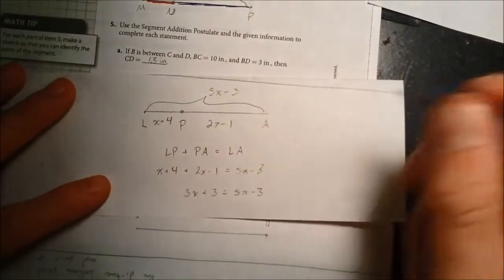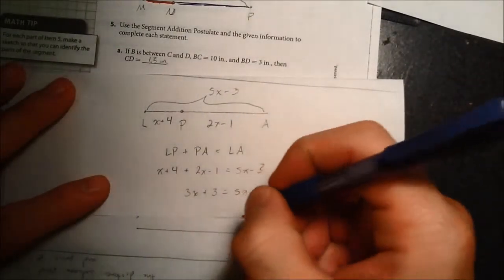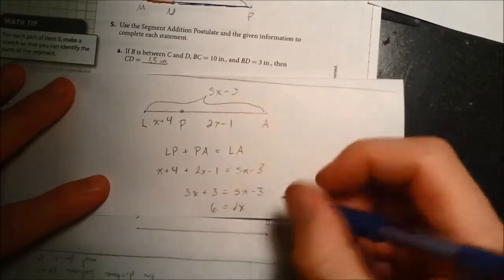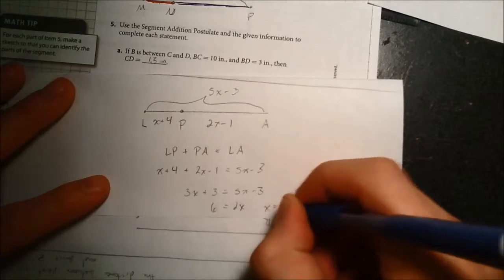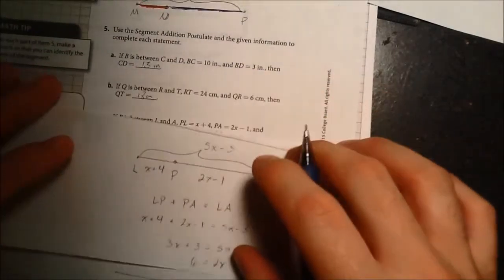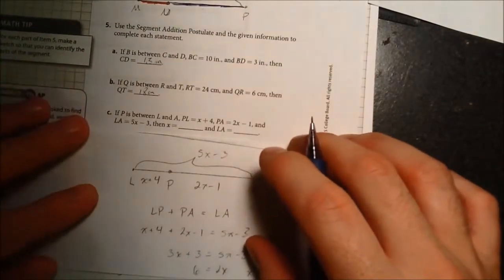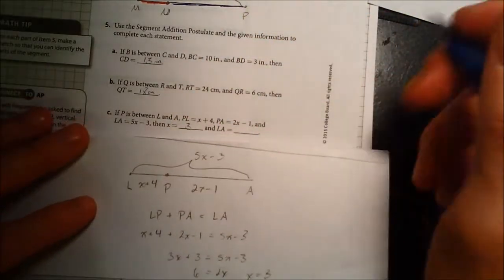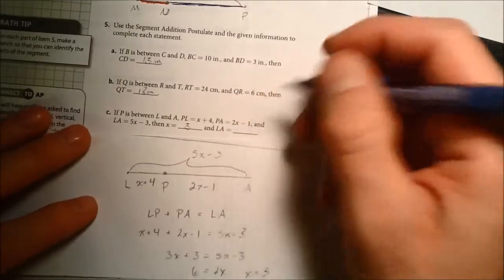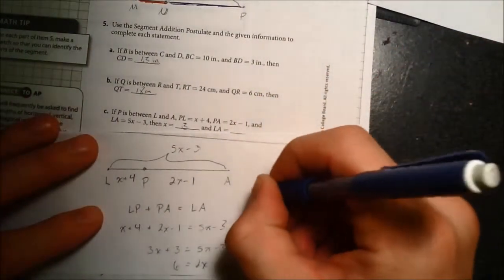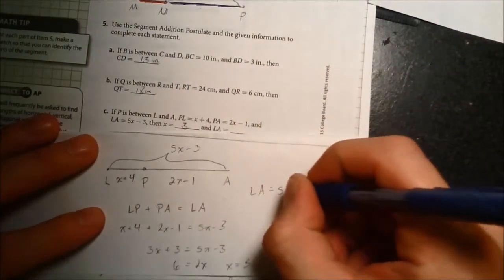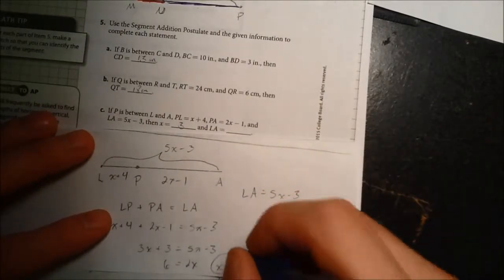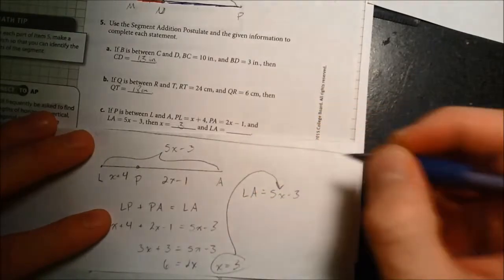From there, I'm going to move my x's to one side and my constants to the other. I get that 6 is equal to 2x. Divide by 2 on both sides, and x is equal to 3. But it doesn't stop there, because we know that x is equal to 3, but it also wants to know what the length of segment LA is. Right now, the length of segment LA is being represented by 5x minus 3. So I'm going to take this value of x equals 3 and plug it in.